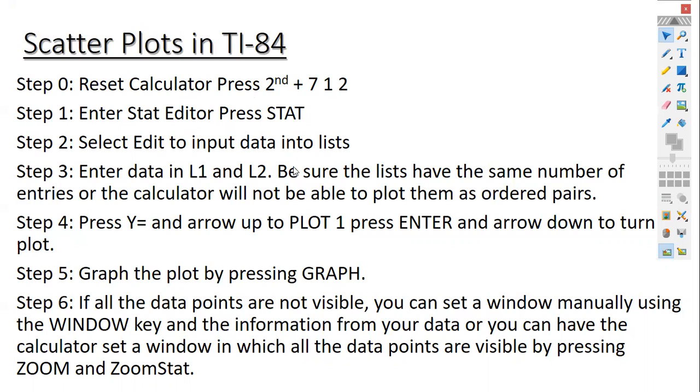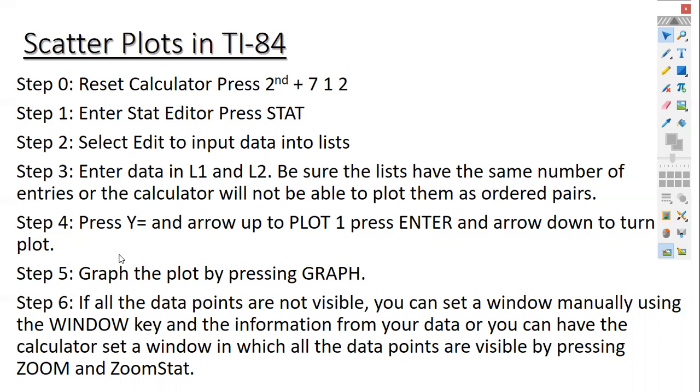After we put in our list, we'll have L1 and L2 done. We make sure that all of our list numbers are in, and that we have the same number of entries in each list, because if they're not equal, it will not work. If one list has 6 and the other has 5, it will tell you error.